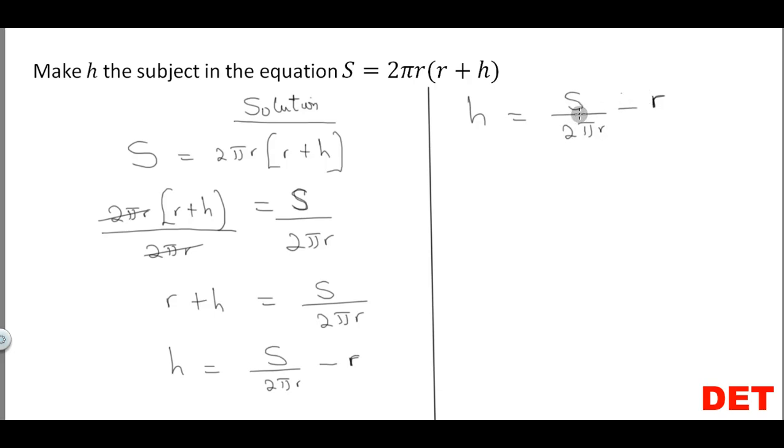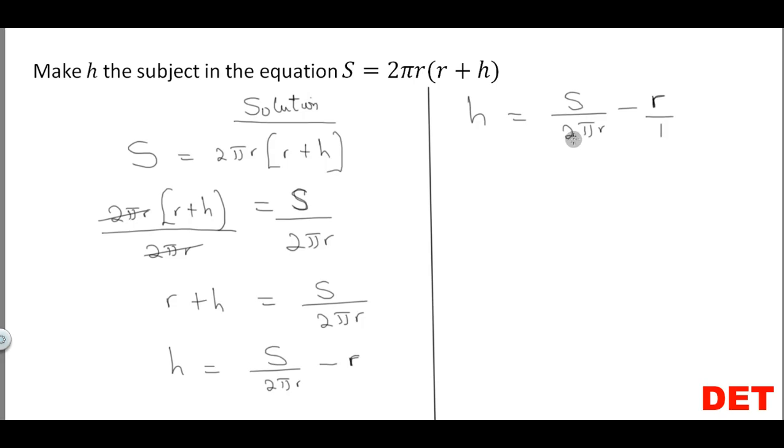It will be wrong to leave your answer like this. You know why? Because this is not a single expression. This is not a single fraction. You have to express it as a single fraction. So this r is the same thing as r over 1. The next thing I'm going to do is to resolve this fraction.